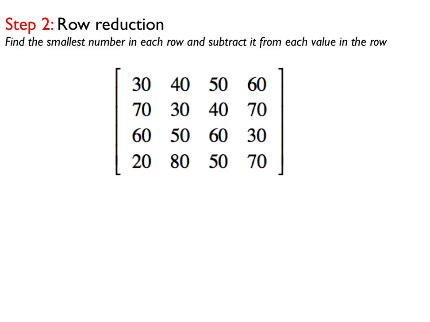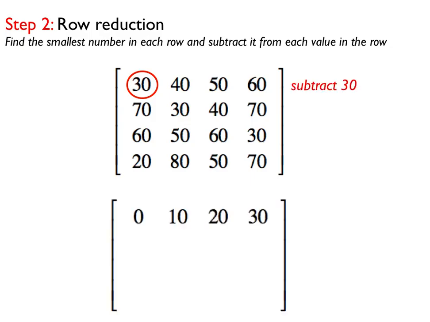Step 2 is called row reduction. What we do here is find the smallest number in each row and subtract it from each value in the row. So in the first row, the smallest value is 30, and what we're going to do is take away 30 from each of those numbers. So 30 take away 30 gives us 0, 40 take away 30 gives us 10, 50 take away 30 gives us 20, 60 take away 30 gives us 30.